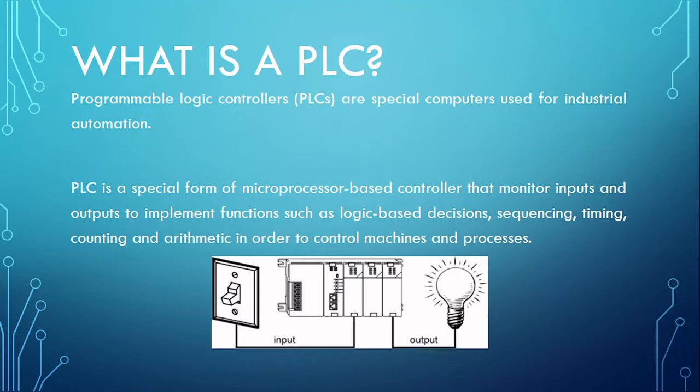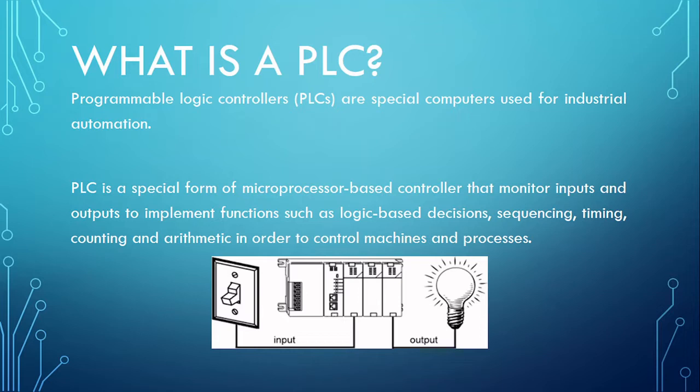So the PLC is a form of special computer used for industrial automation particularly. The PLC is a microprocessor-based controller that monitors inputs and outputs to implement functions. Now, these functions could be a logic-based decision, a sequencing operation, a timing operation, a counting operation, or even an arithmetic operation.